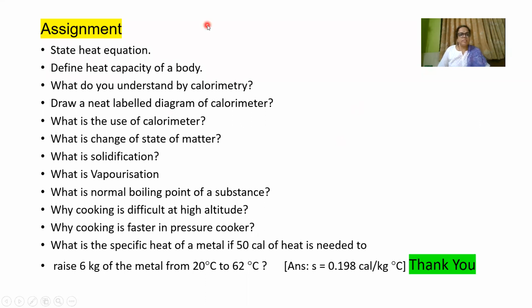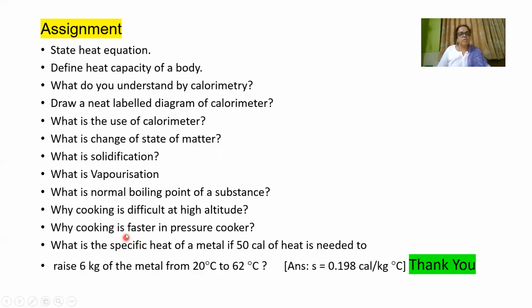Assignment on this topic is, there are a number of questions. State heat equation, define heat capacity, what do you understand by calorimetry, neat labeled diagram of calorimeter, use of calorimeter, what is change of state of matter, what is solidification, vaporization, normal boiling point, why cooking is difficult at high altitude, why it is faster in pressure cooker, and what is the specific heat of a metal if 50 calorie of heat is needed to raise 6 kg of metal from 20 to 62 degrees centigrade.